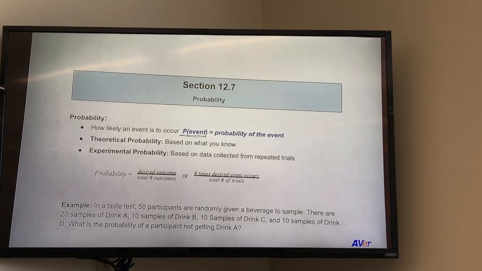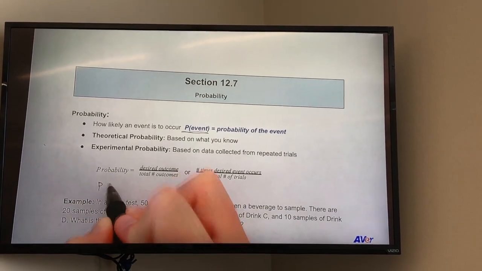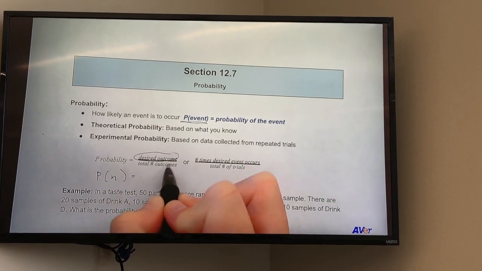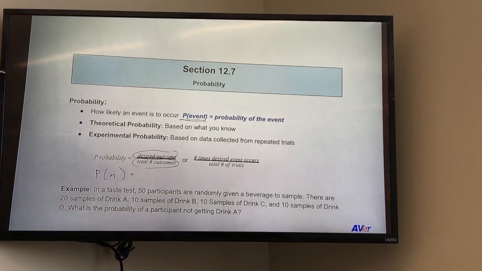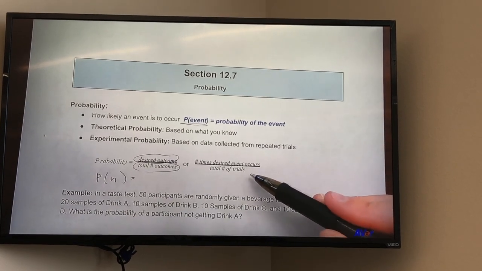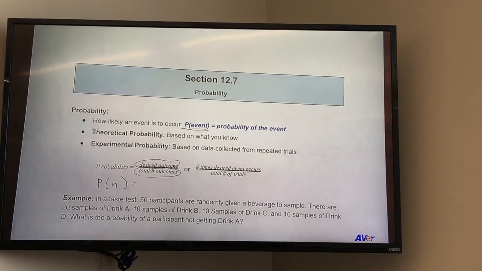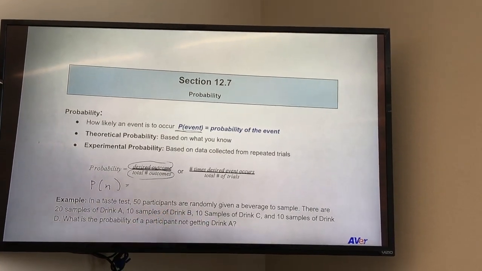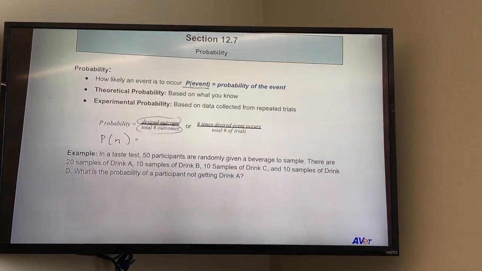So the probability of n is the desired outcome divided by the total outcomes. Or a similar idea, number of times desired event occurs over the total number of trials. And again, this is the notation you often see. Probability of something.